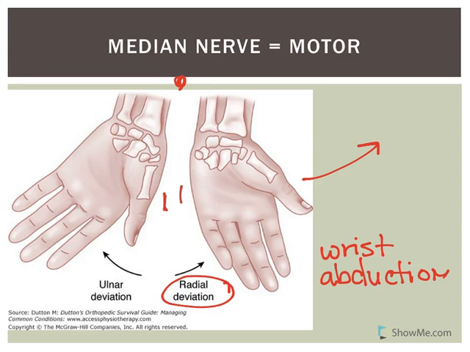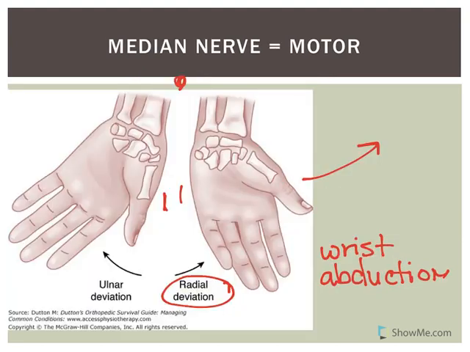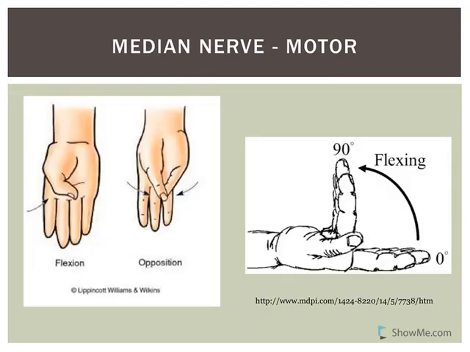They call it radial deviation because it involves moving the limb closer to the radial styloid, which is one of the bones of your forearm. So far, the median nerve's involved in wrist abduction, pronation, and wrist flexion. Another thing it's involved in: it innervates some of the muscles of your first and second fingers and your thumb.